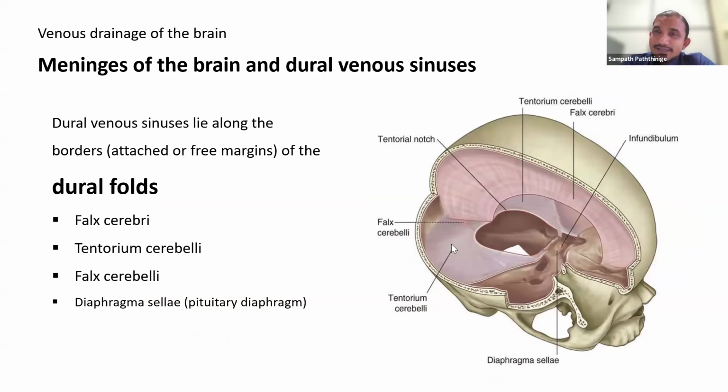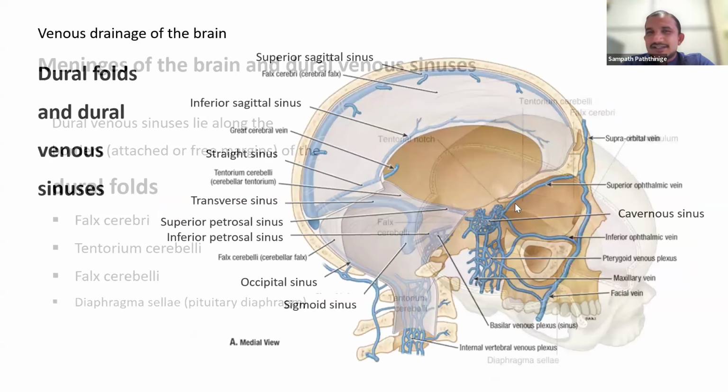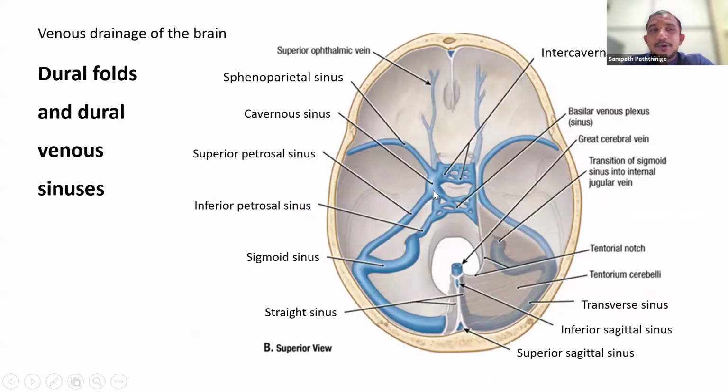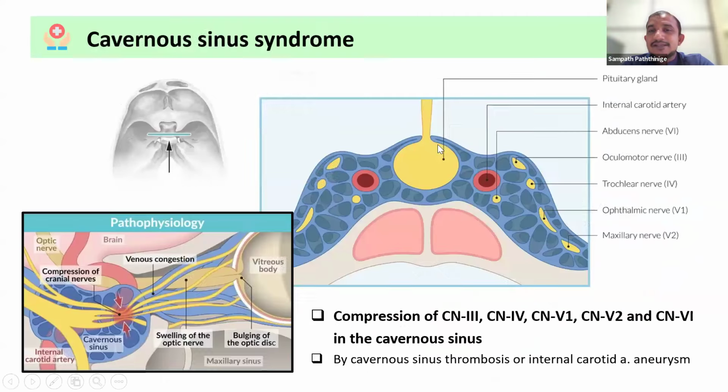So the two cerebral hemispheres are separated by the dural fold, the falx, and the cerebrum is separated from the cerebellum by the tentorium, right? So this is just for completeness. We have different cerebral venous sinuses. Of all of them, the most important would be the cavernous sinus, right?